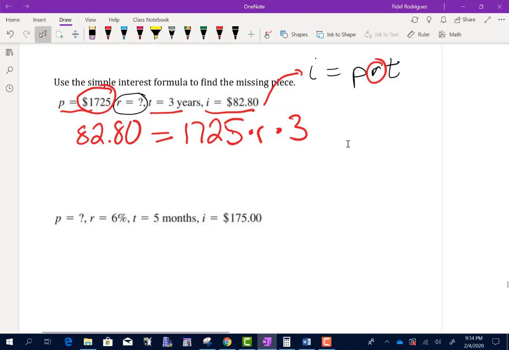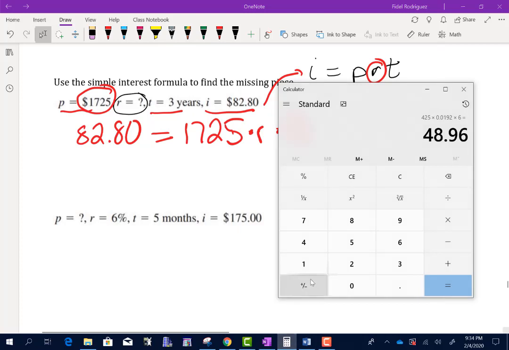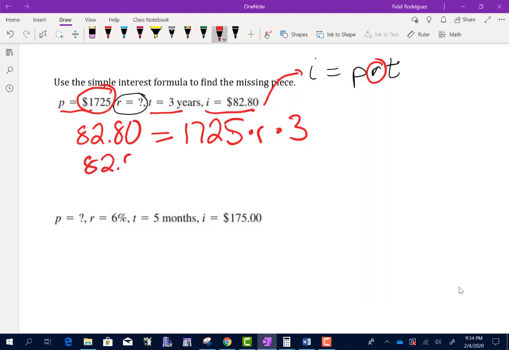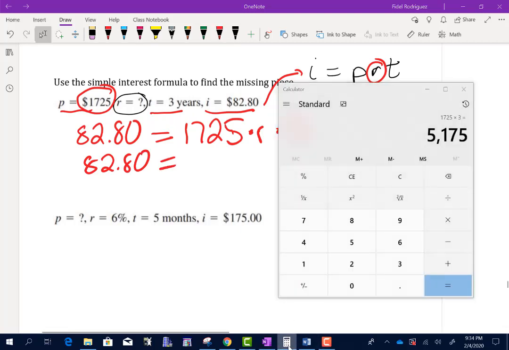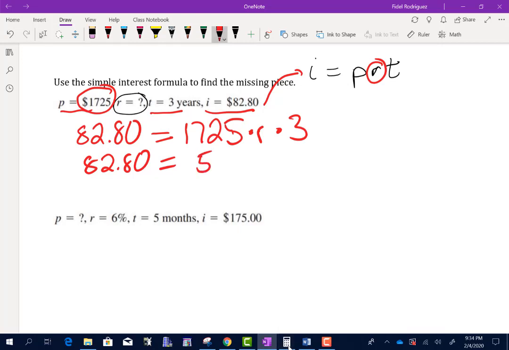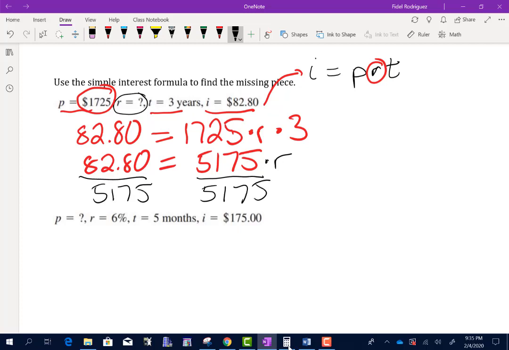Okay. So guys, the first thing I'm going to do, I'm going to go ahead and multiply those two numbers together. 17.25 times 3, 51.75. Okay, so now we have $82.80 equals 51.75 with the letter R. Okay, since I'm trying to solve for the letter R, what I need to do here is divide both sides by the 51.75.